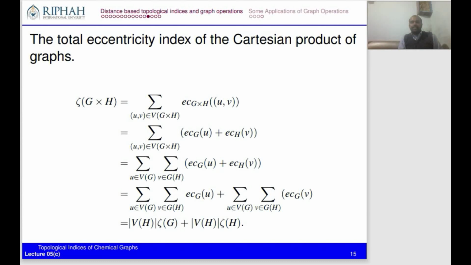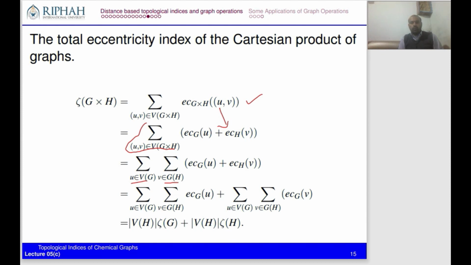So, the total eccentricity index of the Cartesian product of graphs. This is the definition of the eccentric connectivity index. Now we will simplify this expression. From the definition of the Cartesian product, every vertex of graph G must make an ordered pair with a vertex of graph H. So we break this summation into two summations: u belongs to the vertex set of G, v belongs to the vertex set of H, and we have the formula that the eccentricity in the Cartesian product is given by this formula.